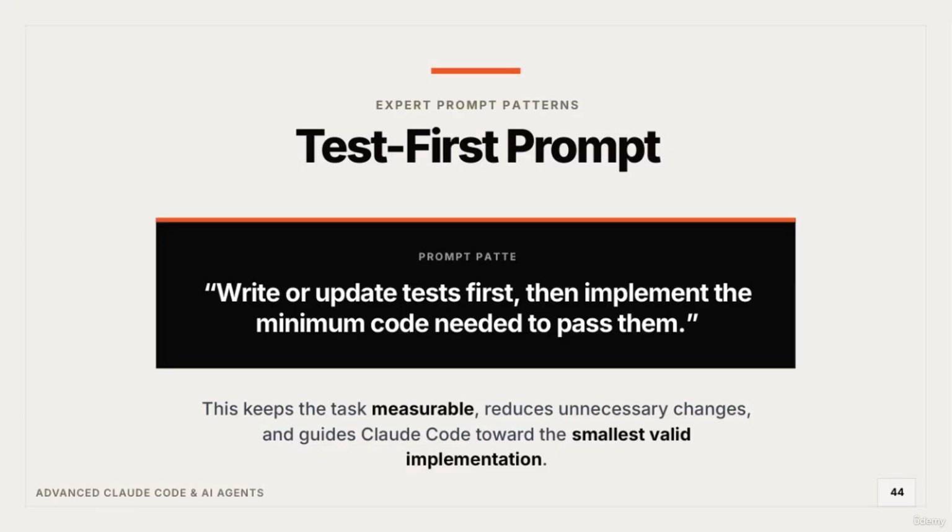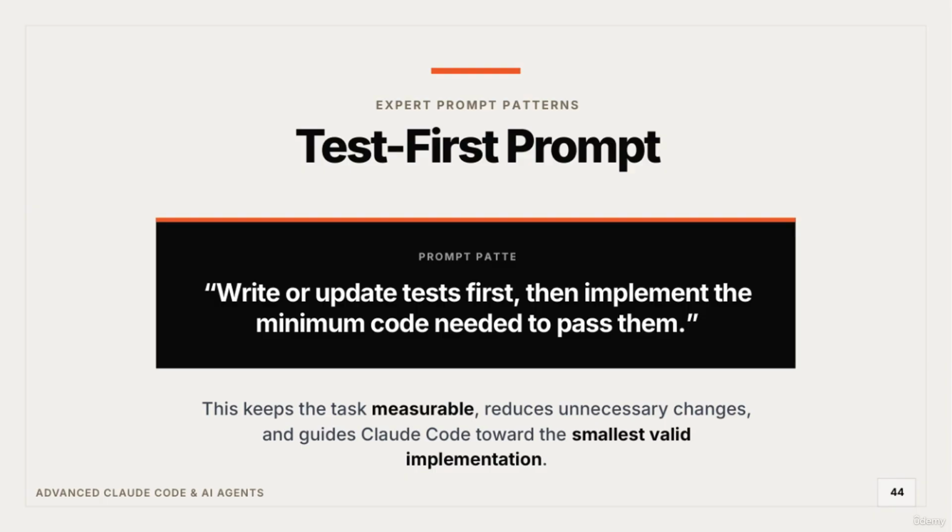Here, we're focusing on an expert prompt pattern called a test first prompt. The idea behind this approach is to keep the task measurable and organized by writing or updating the test before actually implementing the code. This not only reduces unnecessary changes, but also guides Claude code toward delivering the smallest valid implementation needed to pass those tests. By starting with tests, we ensure that development is efficient and focused, helping maintain clarity and precision throughout the coding process. This technique is particularly useful when working with advanced AI agents like Claude Code, allowing for a structured and effective workflow.